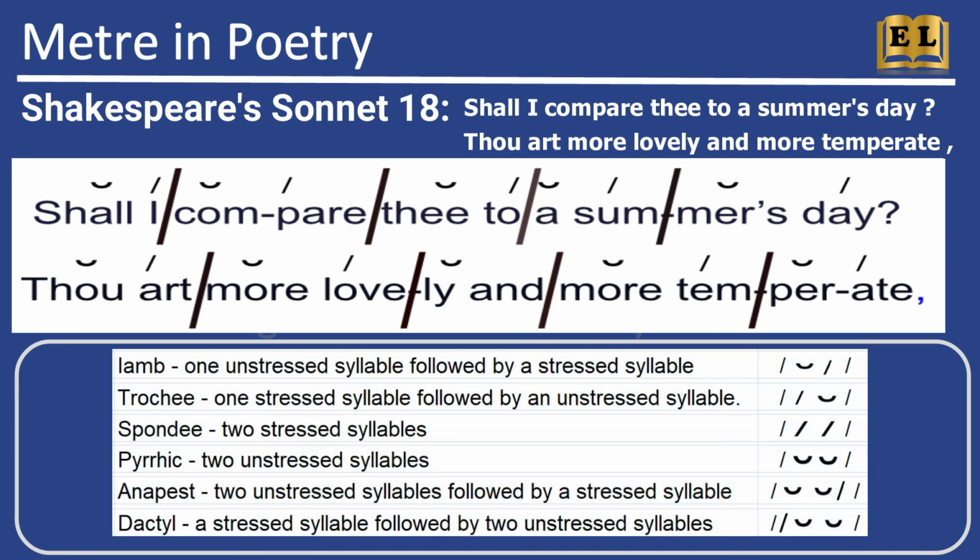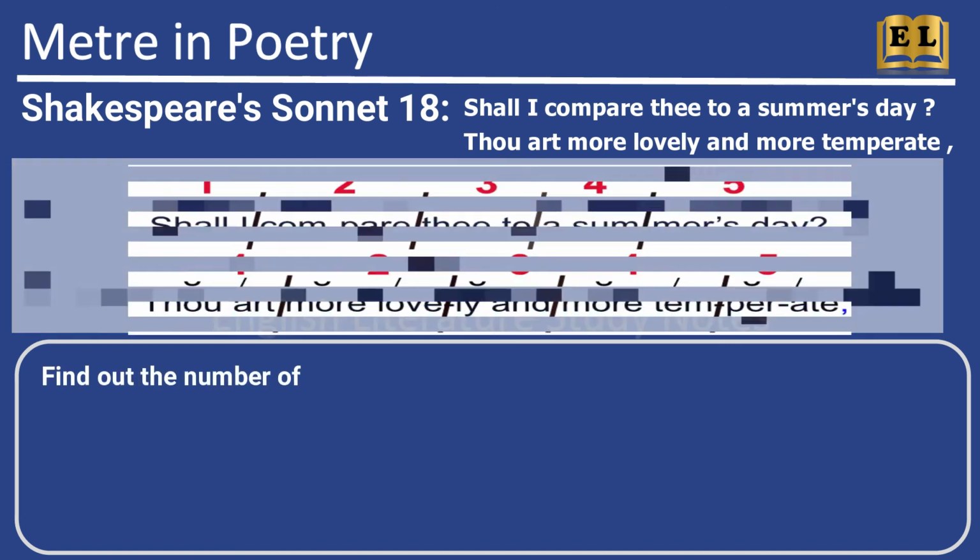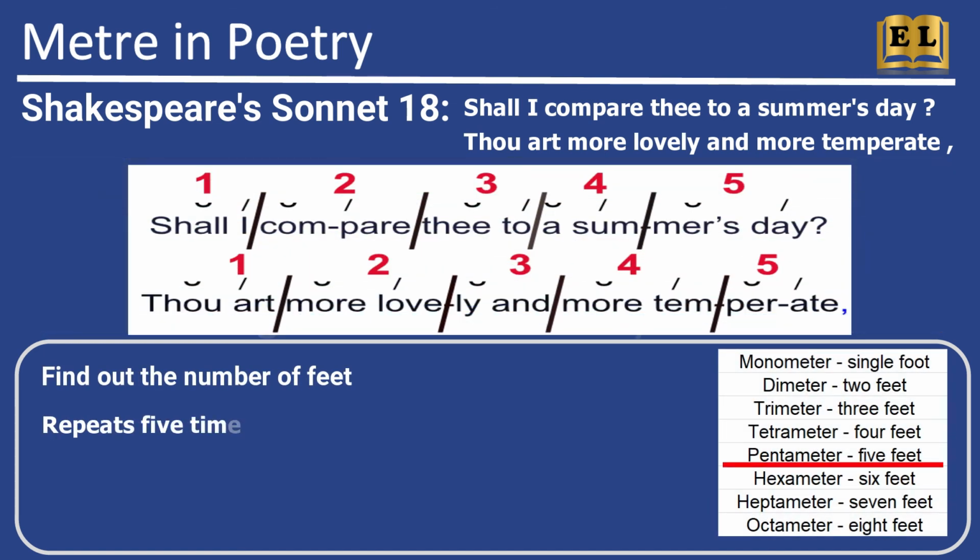In these lines, one unstressed syllable is followed by a stressed syllable. So, it is composed of iambic feet. Next step is to find out the number of feet. This foot repeats 5 times in a line. Lines with 5 feet is pentameter.